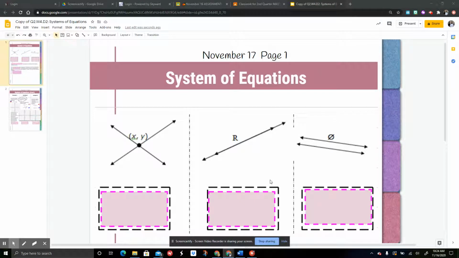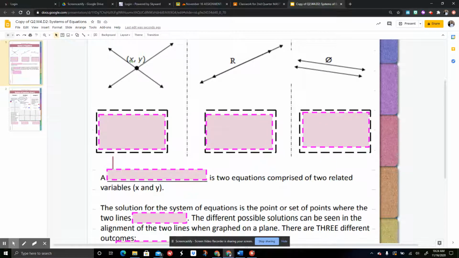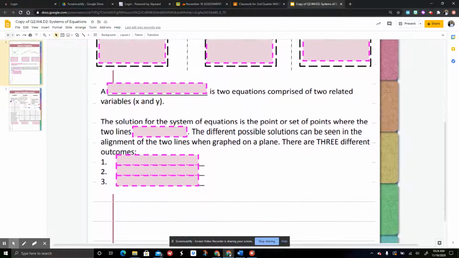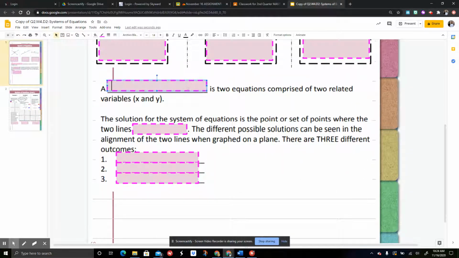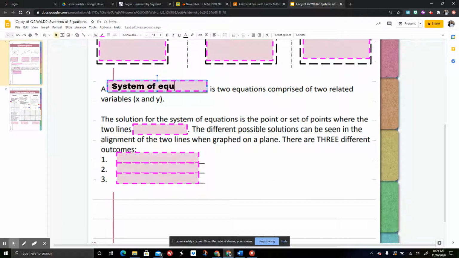System of equations. We're on the first page of the notes. We're going to go down to the bottom first. It says a blank. That is a system of equations. A system of equations is two equations comprised of two related variables x and y.